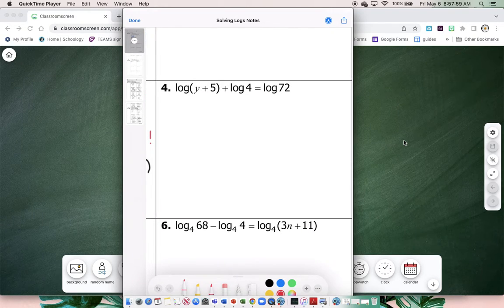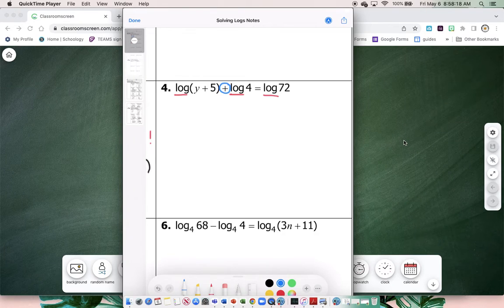Okay, let's talk about this one. Why do I want to talk about this one? Well, do we notice that we have two logarithms on the same side, on the left side of the equal sign? On the right side of the equal sign, I have one log, which is okay, but on the left, I need to condense. So we're going to look at the property of addition.